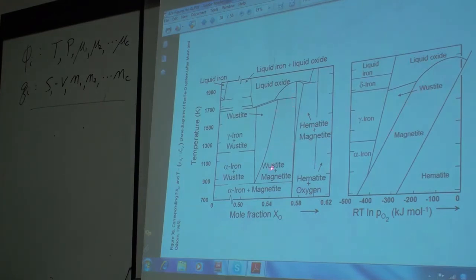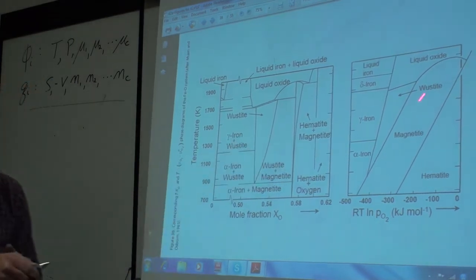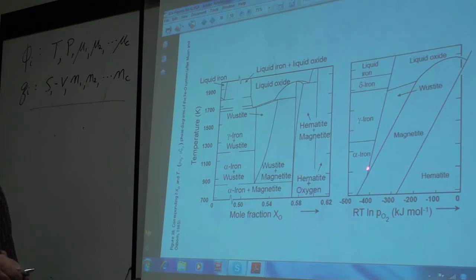So here you have your wustite plus magnetite two-phase region with your tie lines. Here you have a wustite plus magnetite two-phase line, giving you the chemical potential of oxygen when those two phases are in equilibrium. Okay, so every two-phase region here you have your liquid plus magnetite two-phase region. Here you have your liquid plus magnetite two-phase region is here.